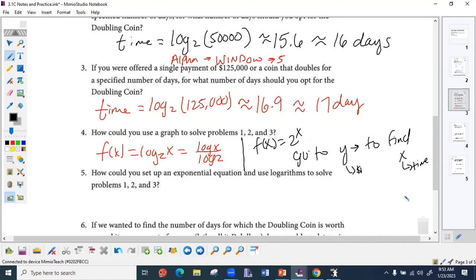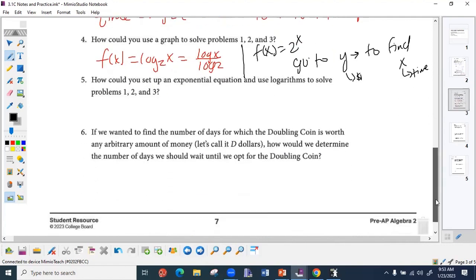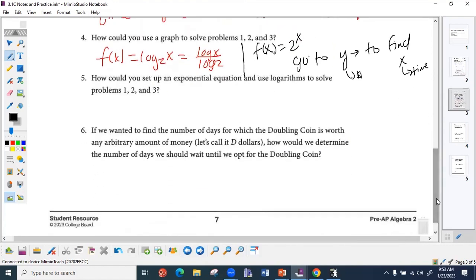So now on part 5, we're summarizing everything we did. So on 5, what did we do? What was our exponential equation? So we started off with f of x equals 2 to the x. That was our exponential, right?